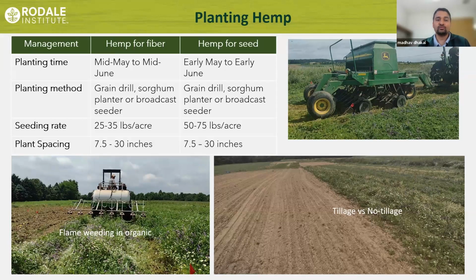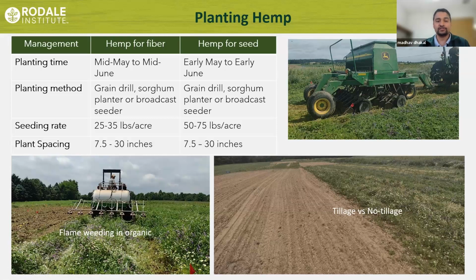The planting method would be different. It depends on what type of soil is there, whether you are planting no-till or with tillage. Hemp has a small seed, so you may be preparing the soil conventionally like this.